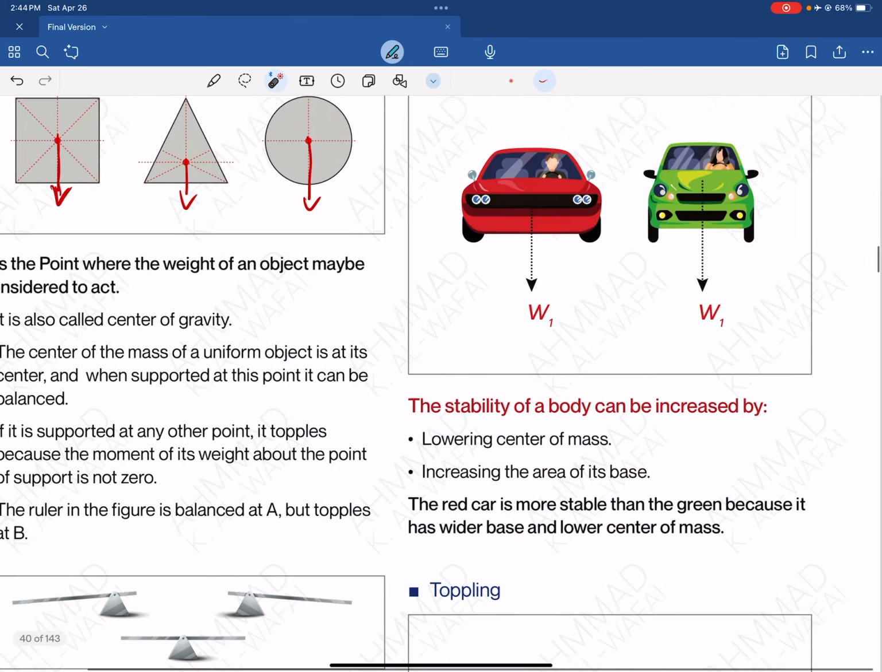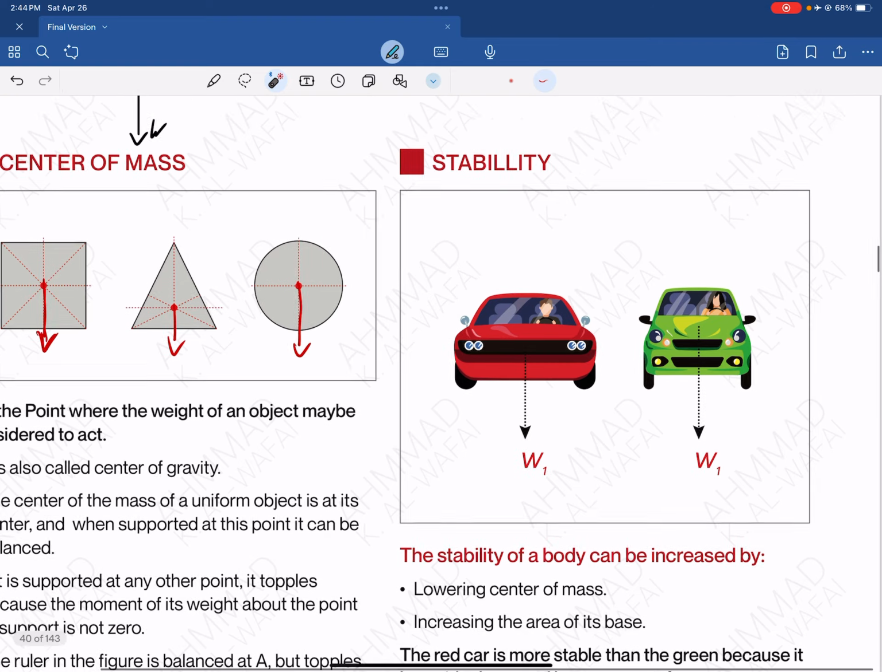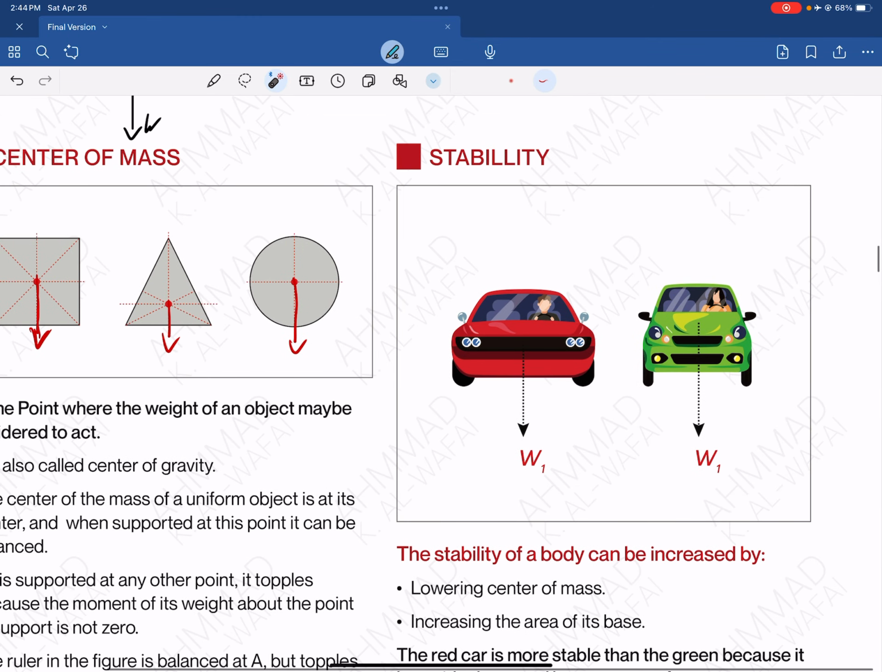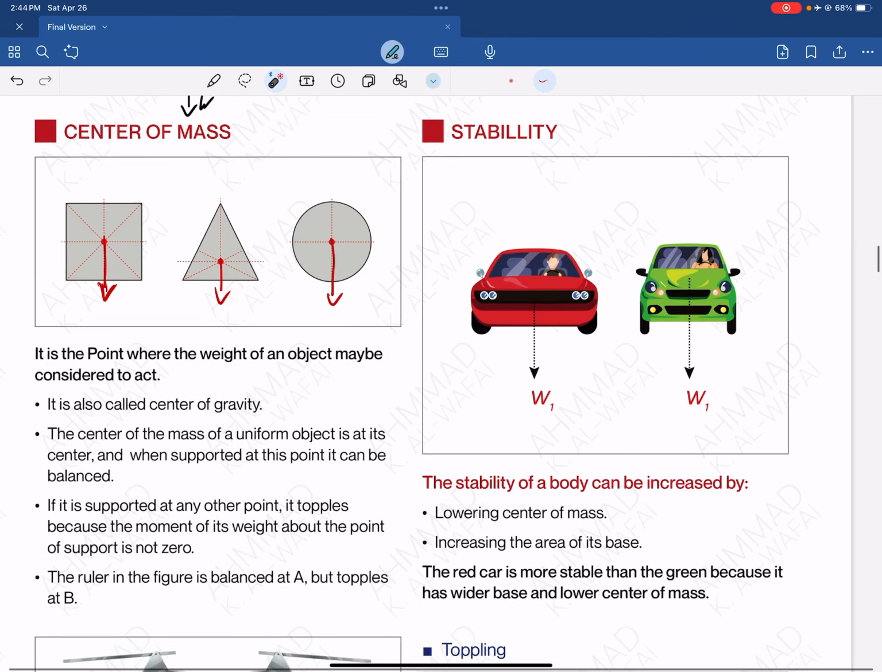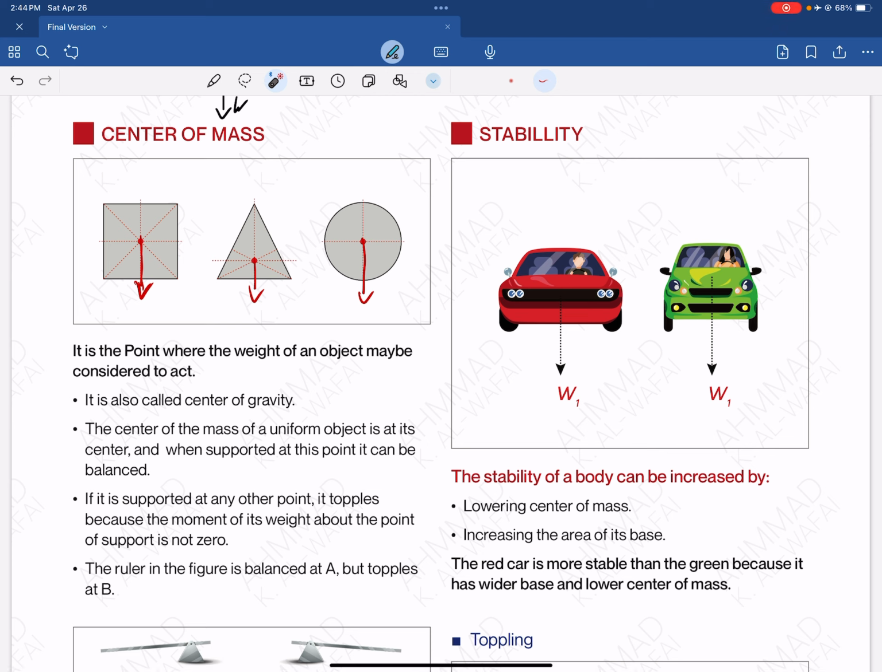Now we're going to talk about stability. Stability is very important. For an object to be stable, you need the object to have a wide base and a low center of mass. So for those two cars, as you can see, the red one has a larger base, and the center of mass is lower than this car. So that makes the red car more stable than the green car.